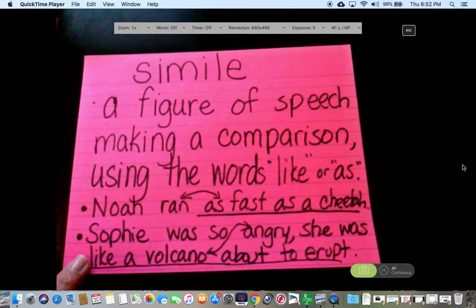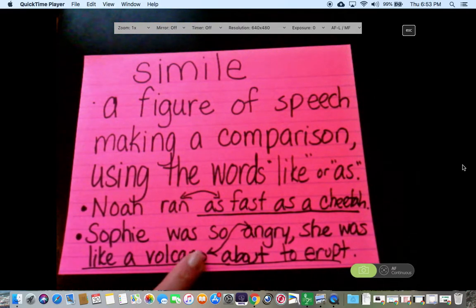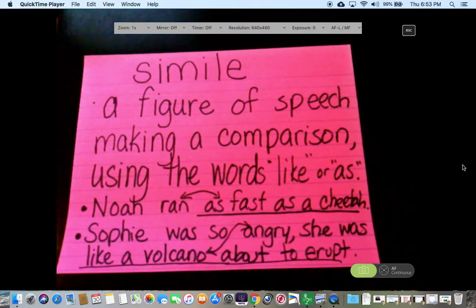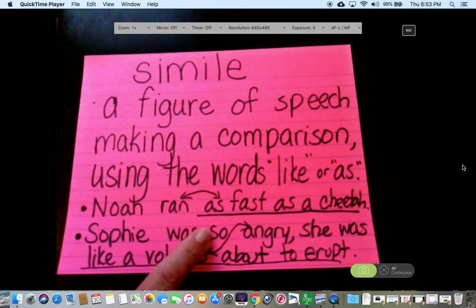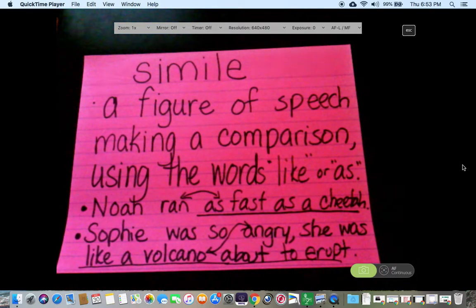In the book, when Sophie gets angry, really angry, Sophie was so angry she was like a volcano about to erupt. And so again, we're using the word like, and we're comparing how angry she is, that really hot feeling in her tummy, and her face is getting really red, and she's about to erupt. So when a volcano erupts, it has an explosion of lava. But when a kid's really angry, sometimes they have an explosion of sound. They're screaming or yelling, right?